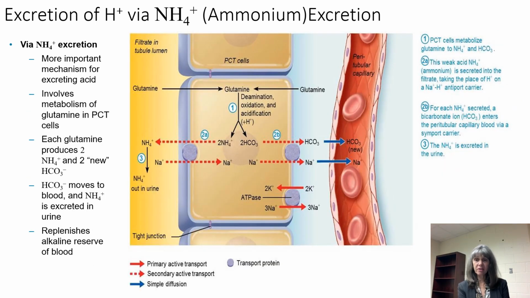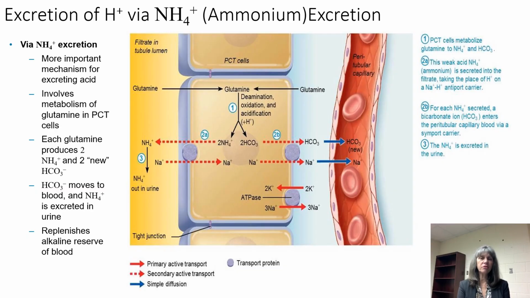In terms of getting rid of free hydrogen ions, the excretion of hydrogen by way of ammonium is actually a more important mechanism for excreting acid, and this involves the breakdown of the amino acid glutamine. When glutamine is in the proximal convoluted tubule cells, it will be broken down and oxidized, acidified into 2 molecules of ammonium and 2 molecules of bicarbonate.